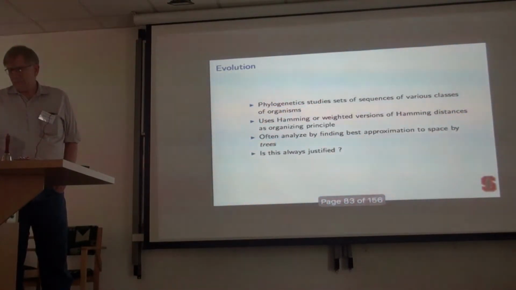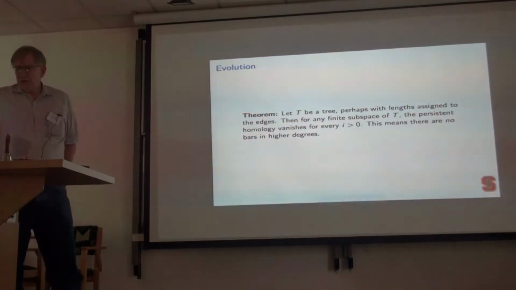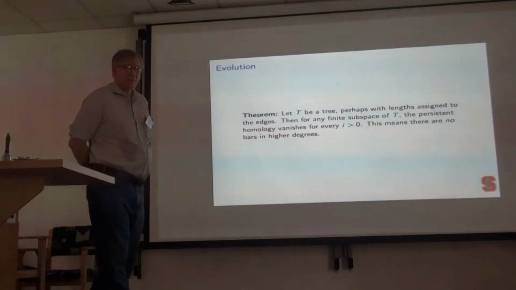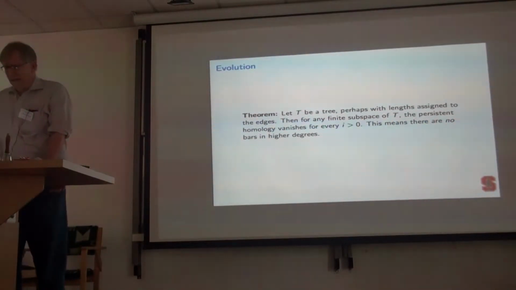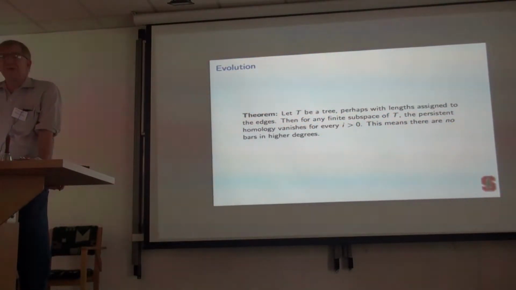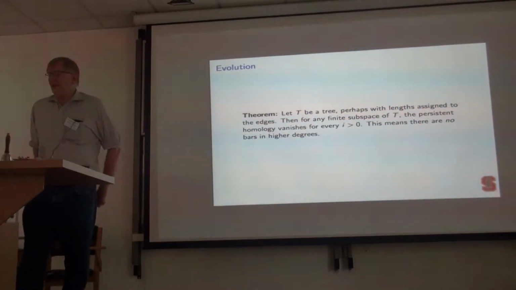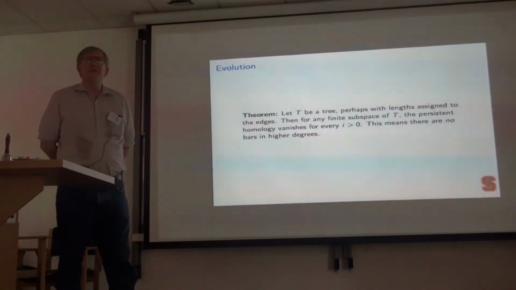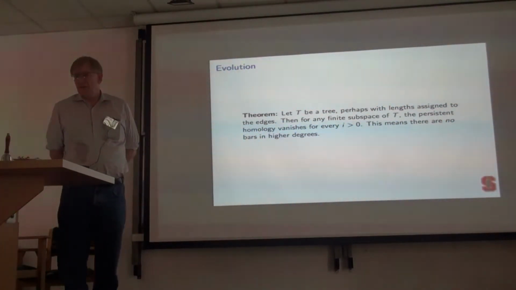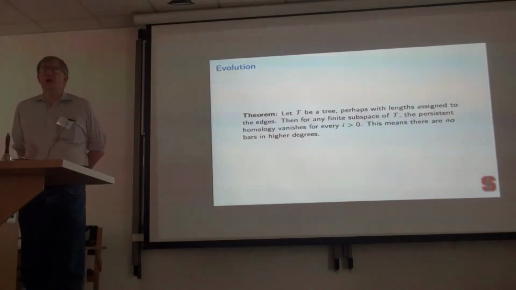Okay, so here's the theorem. And we kind of proved this with other methods before. Let T be a tree, perhaps with these lengths assigned. Then for any finite subspace of T, the persistent homology vanishes for every i greater than 0. Okay. So it means there are no bars in higher degrees.